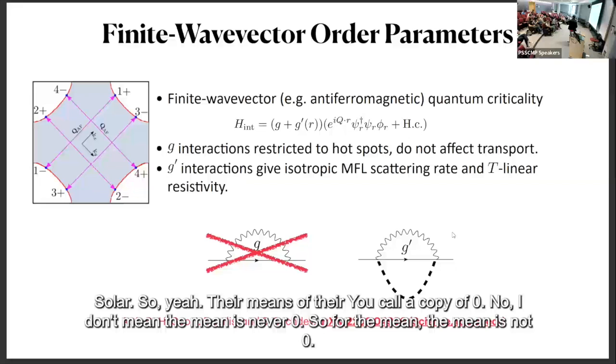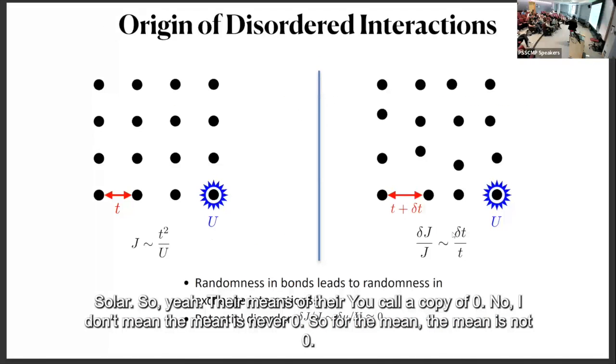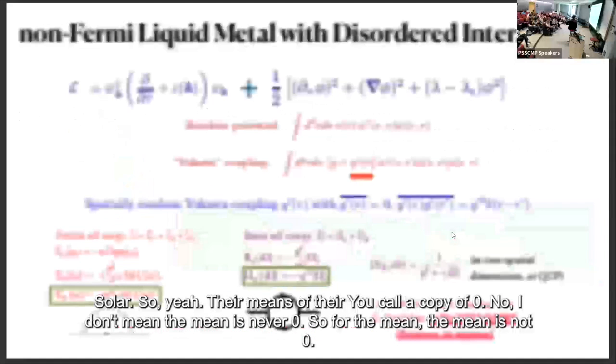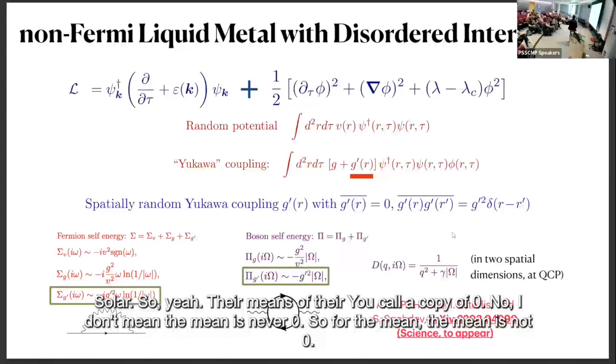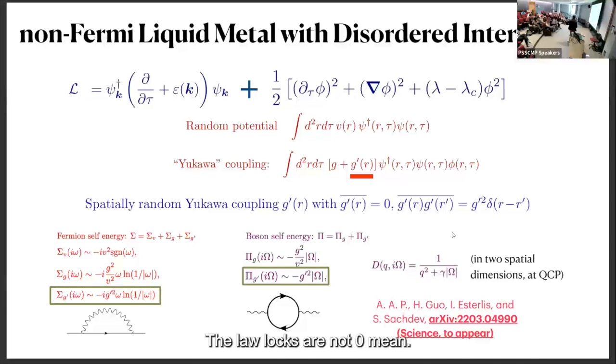Yeah, but I think you need the mean of the Yukawa coupling to be 0, right? No, the mean is never 0. So the mean is not 0. It's G plus G prime. So it all works with non-zero mean.